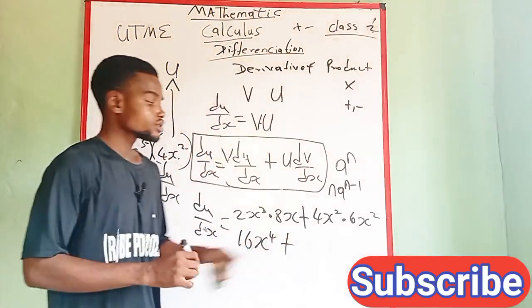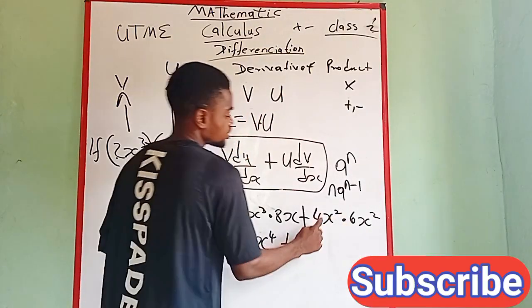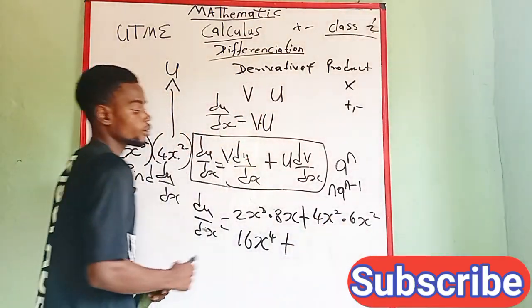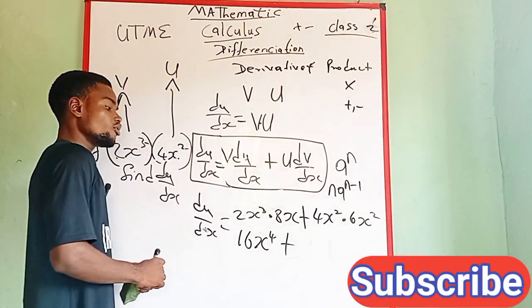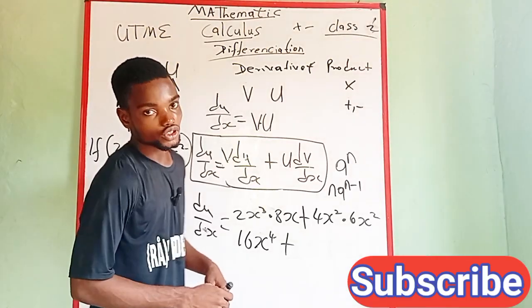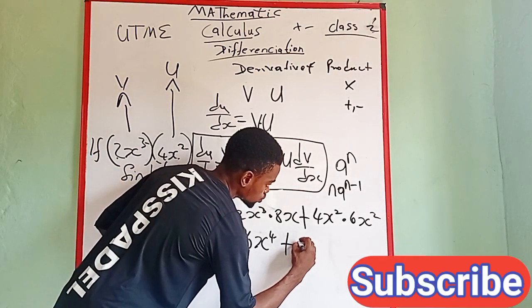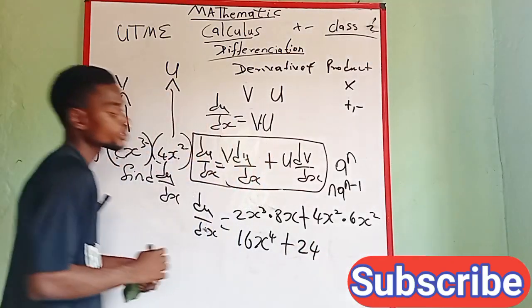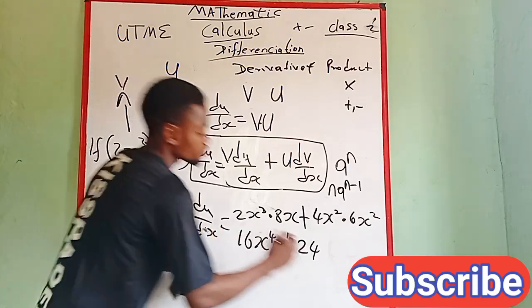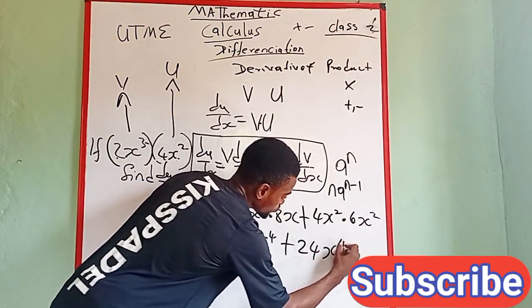Plus, if I use 4s squared multiplied by 6s squared, 4 multiplied by 6 is going to give us 24. We're going to have 24 over here. Now, you have s squared and s squared, which is now going to give you s to the power 4.